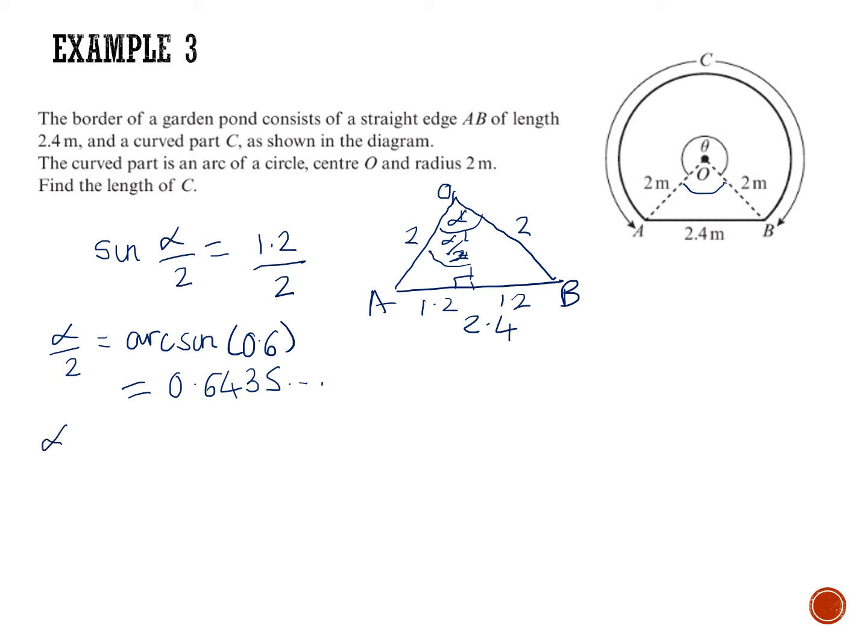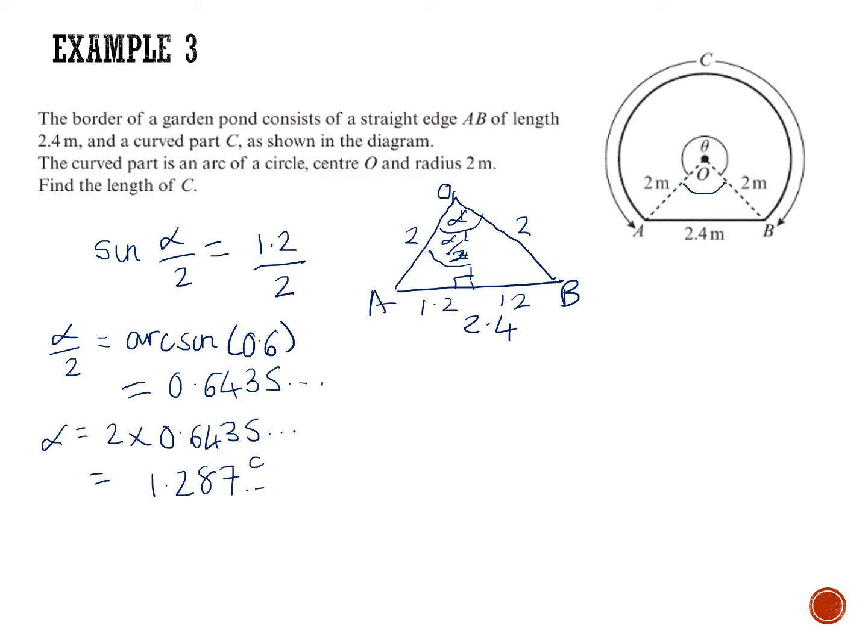So alpha equals 2 times 0.6435... and that is 1.287... Again, I'll put the dots, and I'll put a little c because that's radians. So I've left that value in my calculator because I'm going to be making use of it.